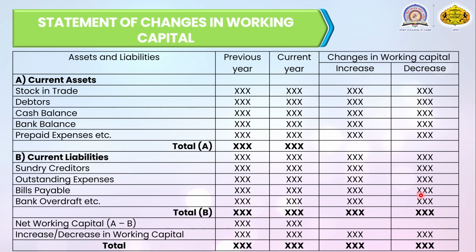After that, we total the current liabilities. This is the total of current liabilities, and net working capital, current asset minus current liabilities, is equal to net working capital. The increase and decrease in working capital is shown in the last column, and the total of the four columns in the statement of changes in working capital.